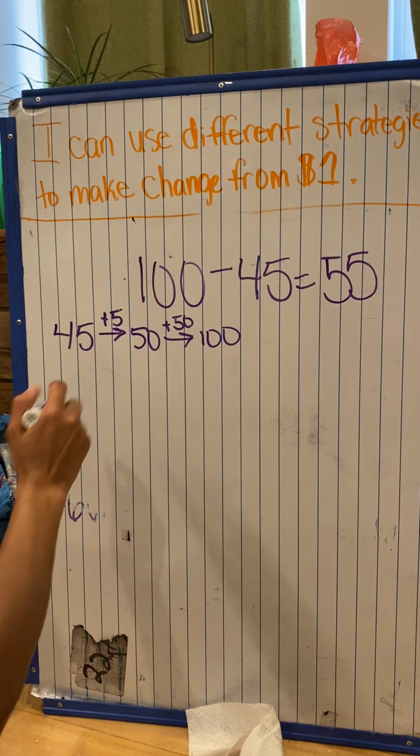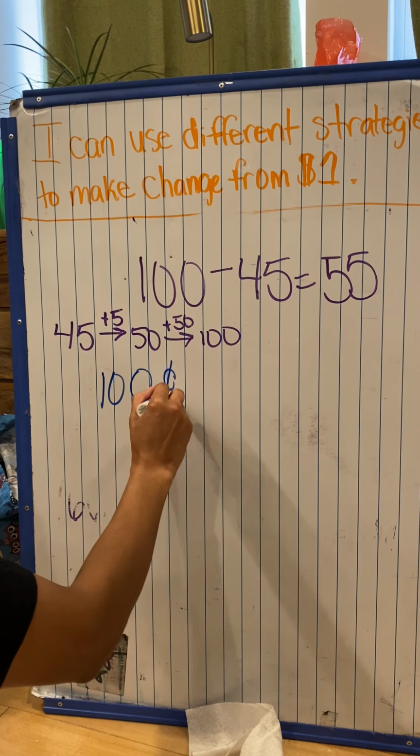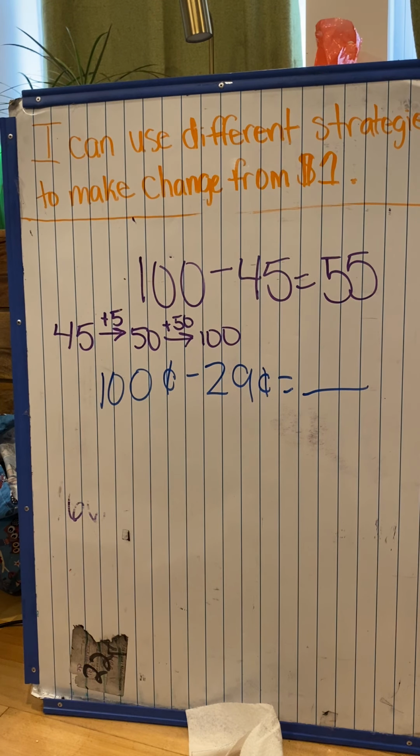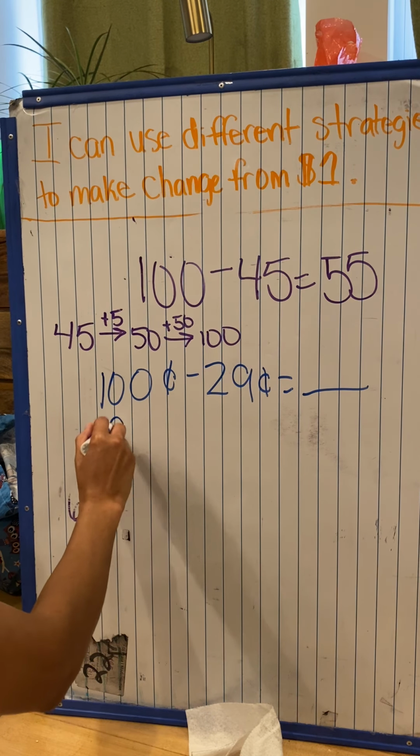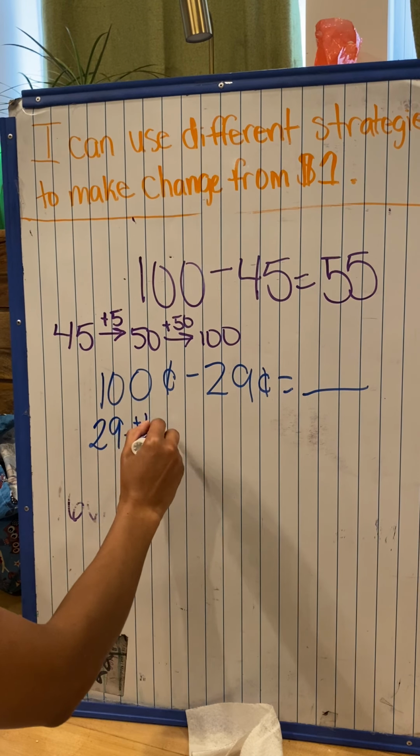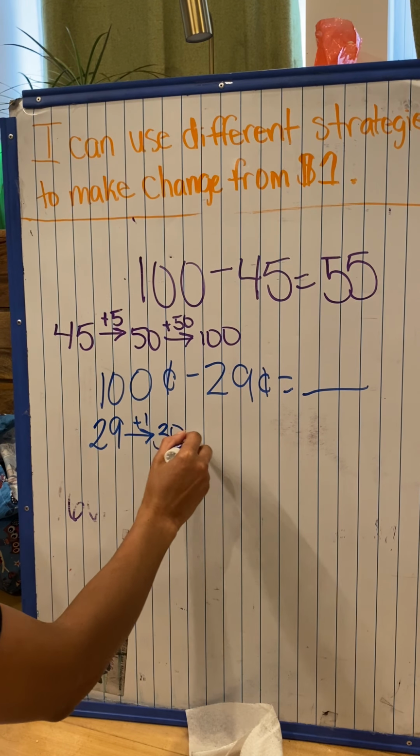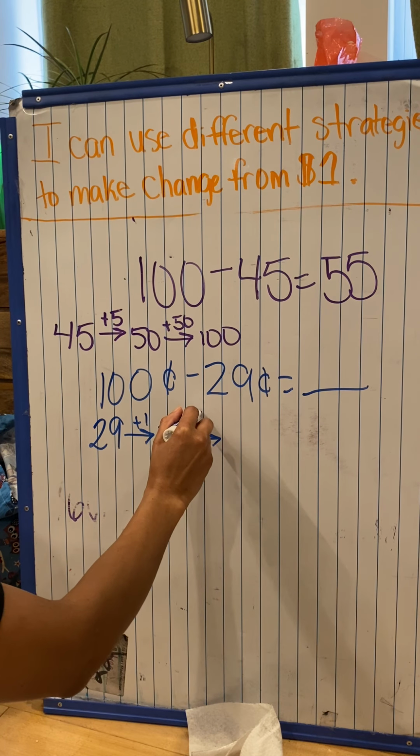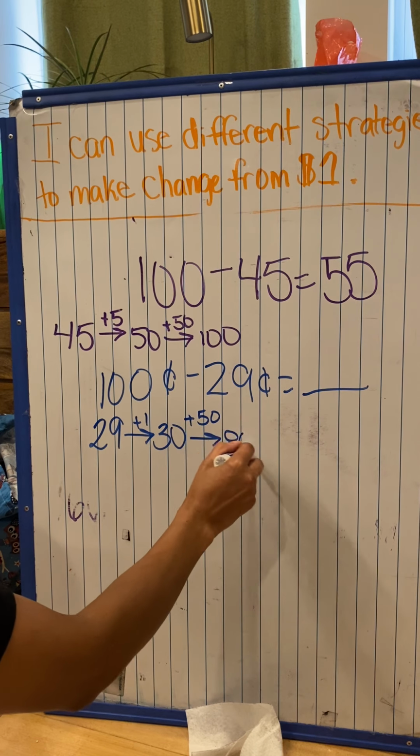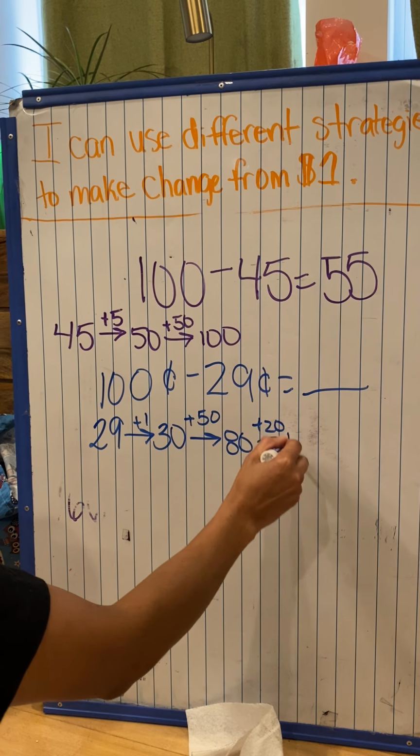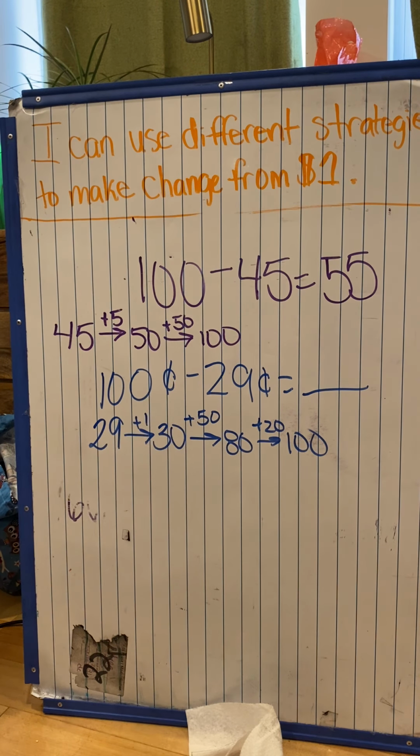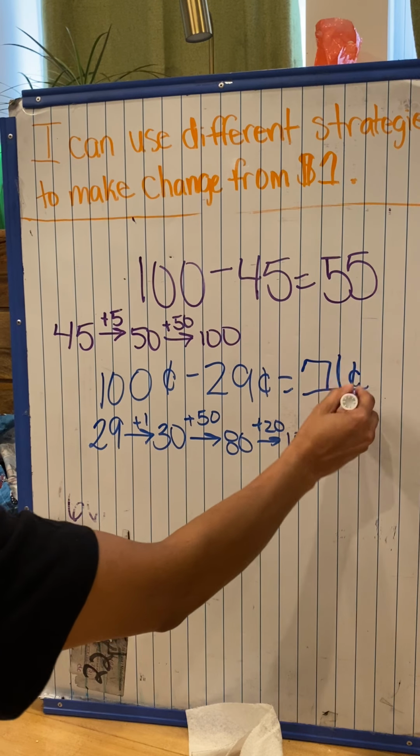What if you did 100 cents minus 29 cents? Yes, you can start at 29 cents, add a penny to make a friendly number, which is 30 cents. You can add maybe 50 cents to get you 80 cents, and then 20 more cents to get you $1. 50 cents, 20 cents, 70 cents, plus 1 more cent, 71 cents back in change.